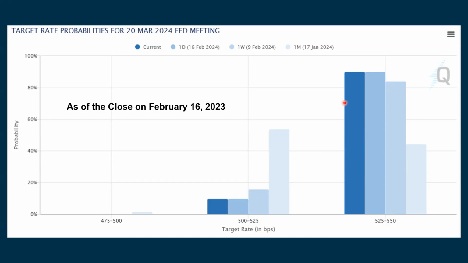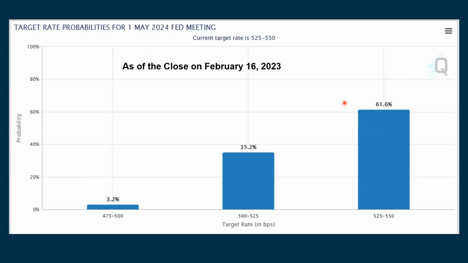Now they're going to look ahead to May. This is what it's looking like right now. They still have a 61.6% chance that they're going to leave rates the same, but we're starting to see a little more folks think that there could be a rate cut at the May meeting.